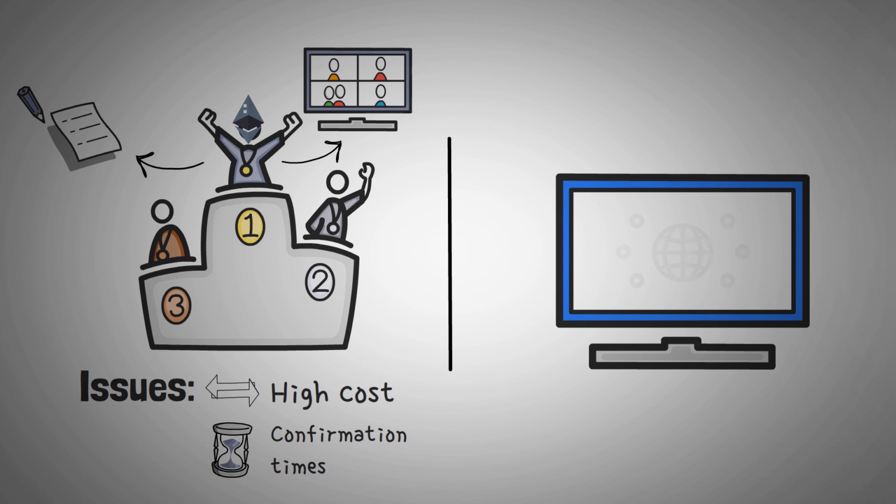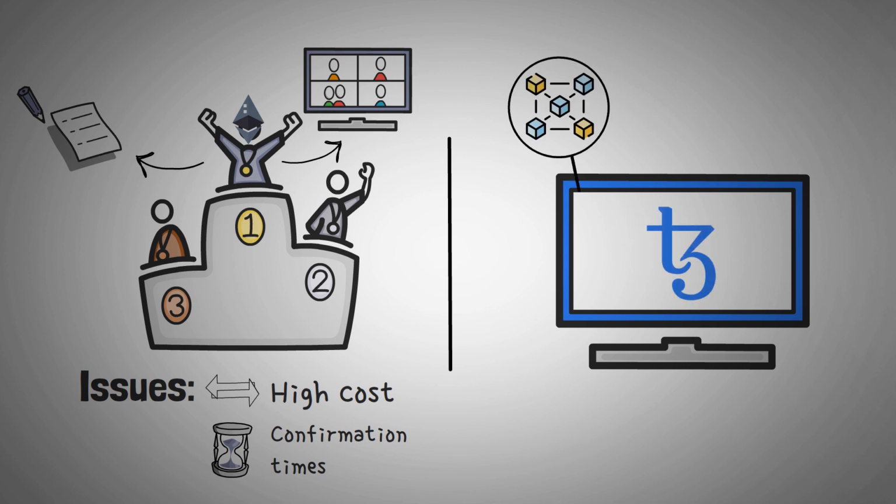As a result, Tezos, a proof-of-stake blockchain that is designed to evolve over time without requiring a hard fork, has seen a surge in popularity over the last couple years.